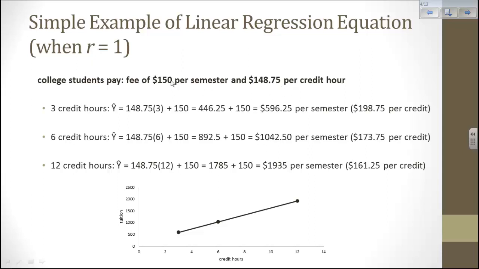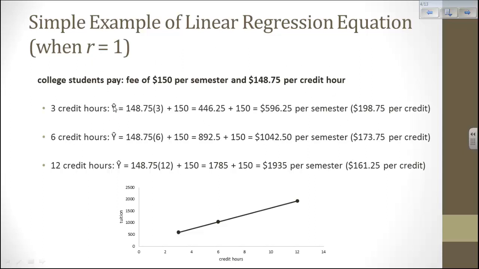Well, this $150 per semester, this is our constant, right? No matter how many credit hours they're taking, no matter what the value for X is, so in this case, credit hours, the number of credit hours will be X, you're going to be paying that fee of $150. So in this example, 150 would be like our A, our constant. X is going to represent the number of credit hours. So we can plug in a number of credit hours to figure out the tuition.